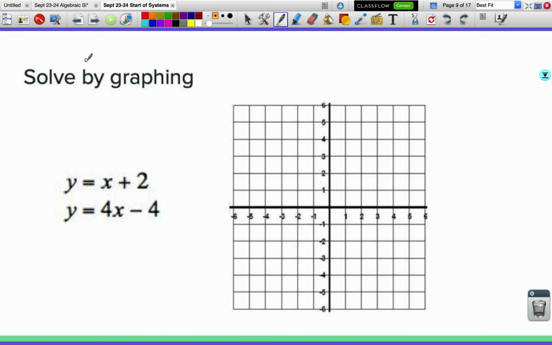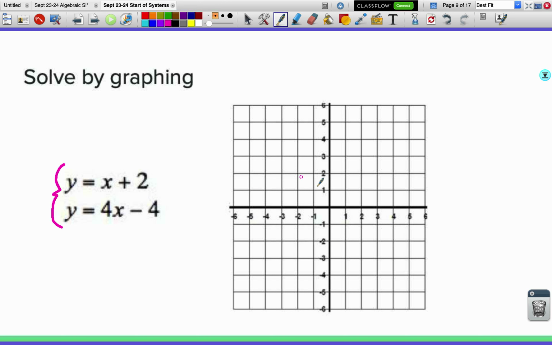Okay. So when we say we're going to solve a system of equations by graphing, what we're going to do is graph both lines on the same coordinate plane, and then we're going to see where they cross. So here I've got two equations. I'm going to link them into a system with a curly bracket like this, and I'm going to graph them both in the same coordinate plane.